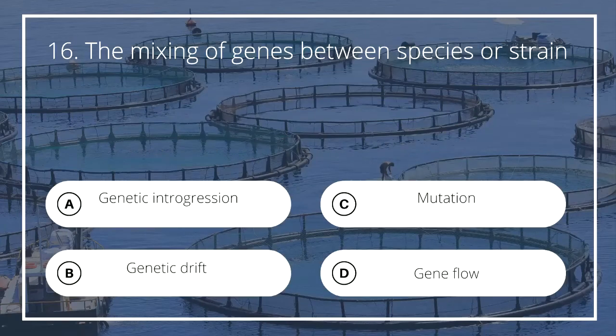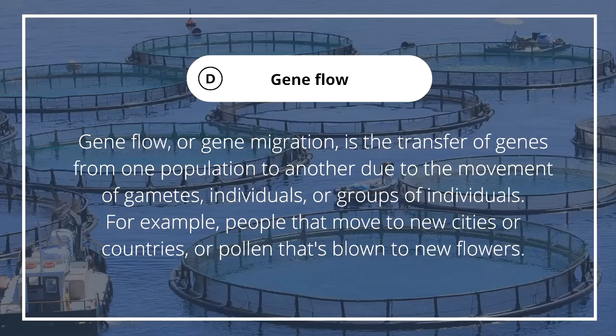Number 16. The mixing of genes between species or strains. A. Genetic introgression. B. Genetic drift. C. Mutation. D. Gene flow. Answer: D. Gene flow. Gene flow, or gene migration, is the transfer of genes from one population to another due to the movement of gametes, individuals, or groups of individuals. For example, people that move to new cities or countries, or pollen that's blown to new flowers.